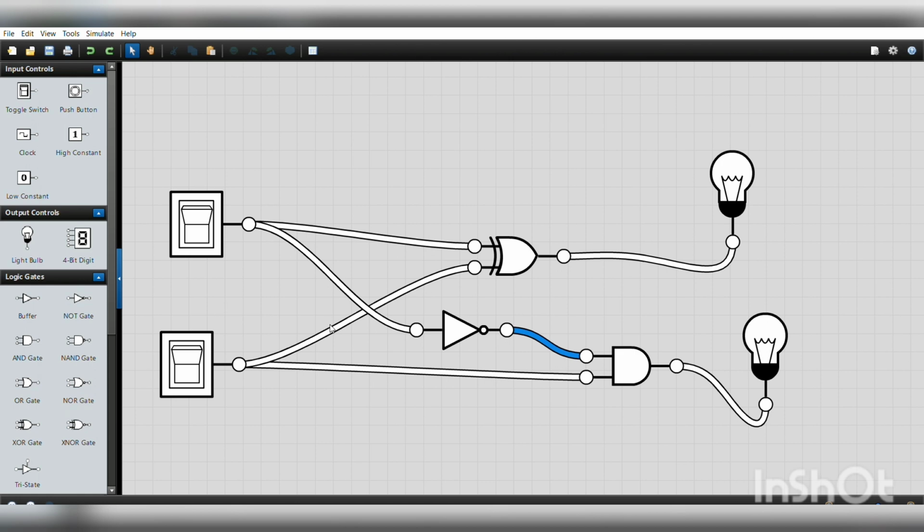So when both the inputs are 0, your outputs are also 0. And when your inputs are 0 and 1, your borrow is 1 and the difference is 1. And when your inputs are 1 and 0, your borrow is 0 but your difference is 1. And when the inputs are 1 and 1, your borrow is 0 and your difference is 0.